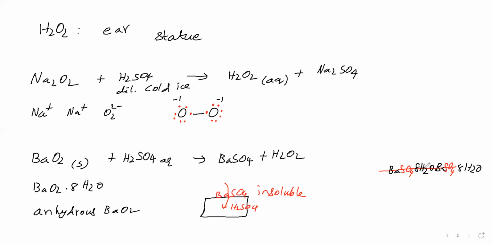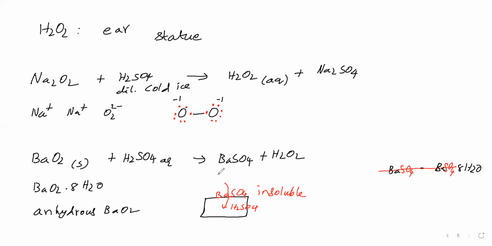This water goes into the dilute sulfuric acid solution. Therefore, an empty gap is created here. Dilute sulfuric acid moves through this empty gap, reaches the bulk barium peroxide, and reacts with the bulk barium peroxide. Therefore, we can use hydrated barium peroxide for preparing hydrogen peroxide.